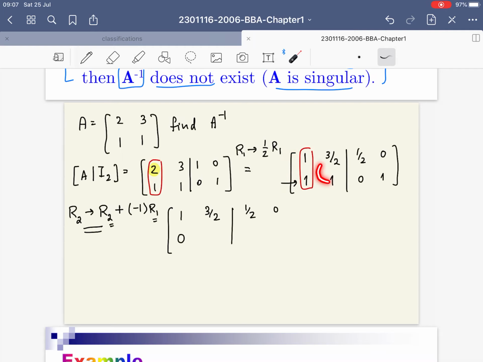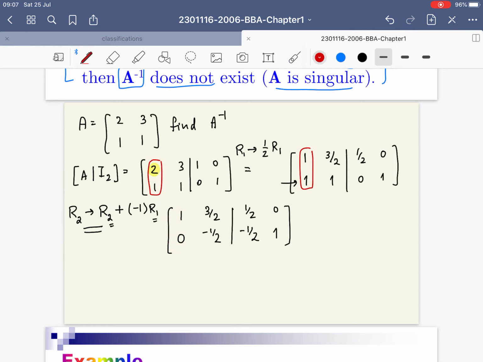This one, 1 minus 3/2, so it is negative 1/2. And this one is 0 minus 1/2, so you have negative 1/2 again. And then the last one, it is 1 minus 0, so you have a 1, right? And this is done because you already have 1 at the first position, and then the rest are 0. So the first column is done.